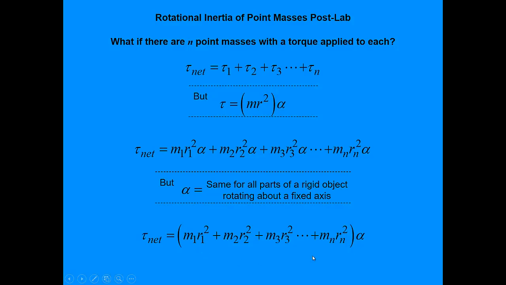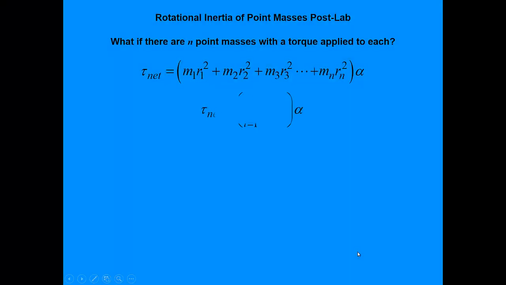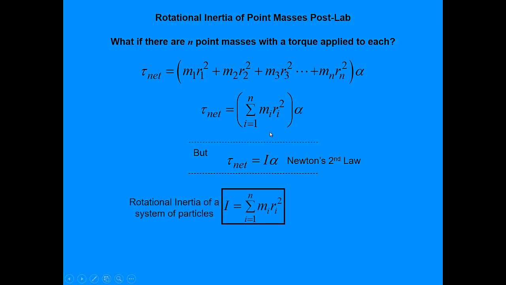And notice what we have here then. We have the net torque is equal to the sum from i equals 1 to n of all of the mi ri squareds times alpha. And if torque equals I alpha, Newton's second law, then that means I has to be exactly what we found in the lab. So this is the rotational inertia of a system of particles.